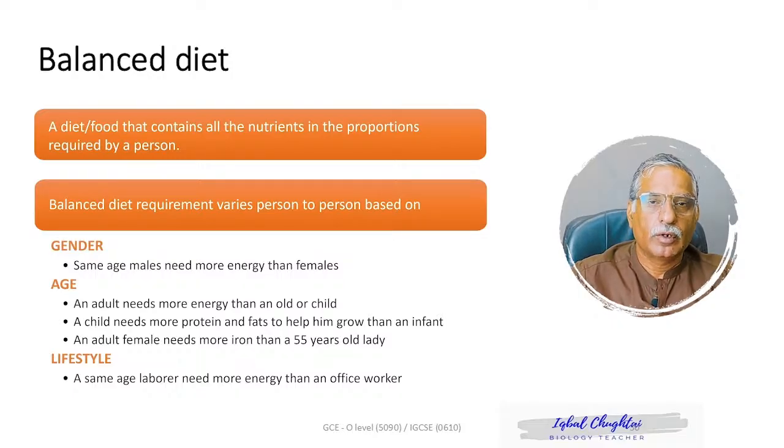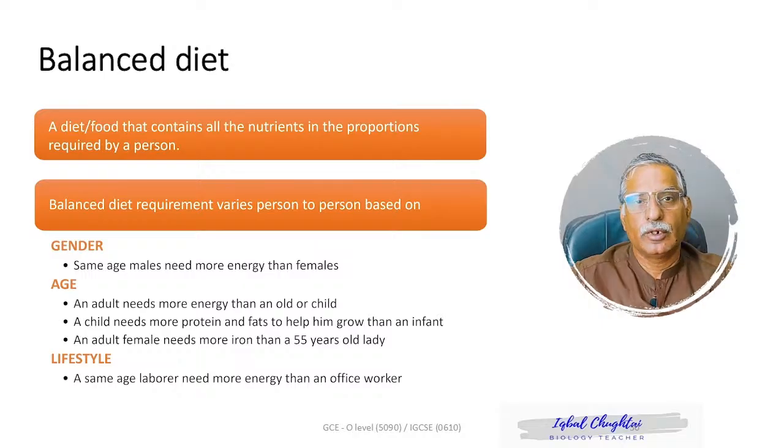Similarly, when we talk about females, a 25 years old female needs more iron compared to a 60 years old female. Why? Because a 25 years old female is experiencing the menstrual cycle, and she is losing blood in every menstrual cycle. In order to compensate for the loss of that blood, she needs more iron in her diet compared to the 60 years old lady who is experiencing menopause and is not experiencing menstruation at all.